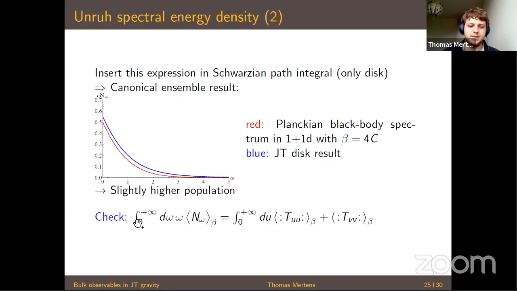Then there's a check you can do, and that was the reason I mentioned the energy densities a couple of slides ago. If I take omega times the occupation number, after doing the gravitational path integral, and integrate that from 0 to infinity, I should of course get the total energy stored in the heat bath. But there is a second way of calculating it, which I've already shown you: take these stress tensor densities and integrate them along a spatial slice. Numerically, we have checked that this works out. So this is a check that this seems to be on the right track, or at least it's consistent. Let me put it at that.